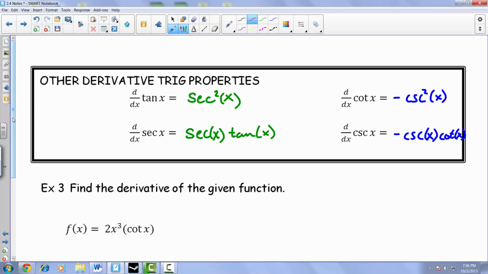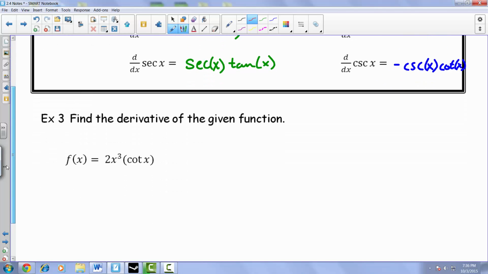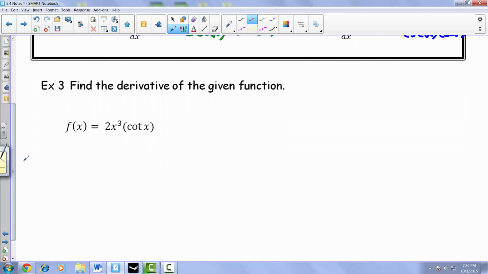Now when we're looking at example 3, it says find the derivative of the given function. We can see right now that we have a product rule happening here because we have this 2x cubed times this cotangent of x. So we're going to let f be the 2x cubed, and we're going to let g be the cotangent of x. Again, the derivative of our function, because this is a product, would come out to be f prime of x times g plus g prime of x times f.